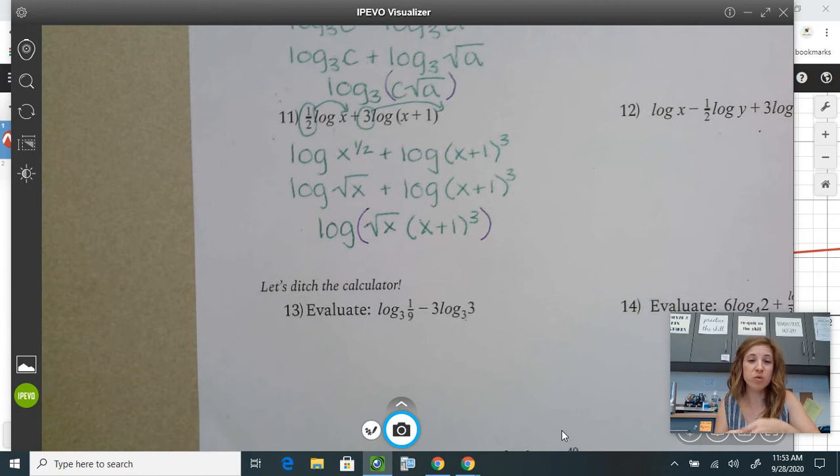I have condensed down to a single log. When we add the skill of solving, this will be sufficient. And when we add the skill of solving, we'll determine from there, do I need to expand or not?